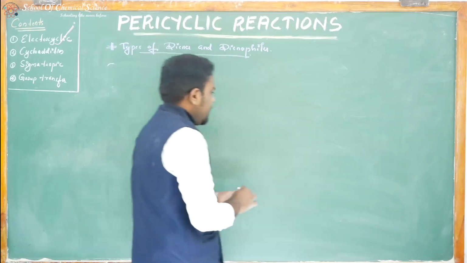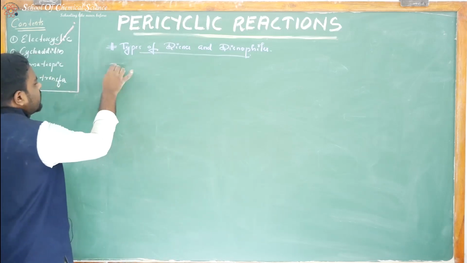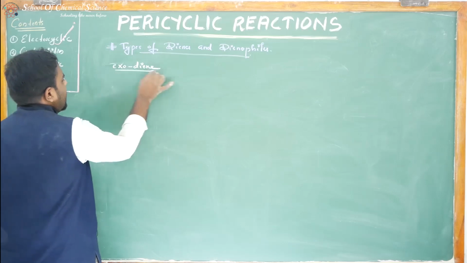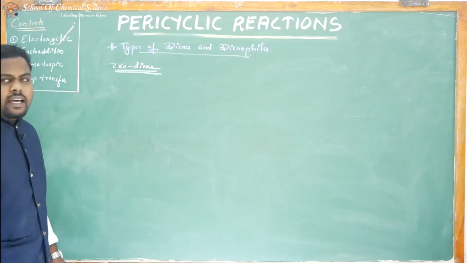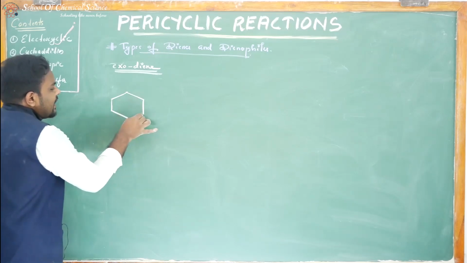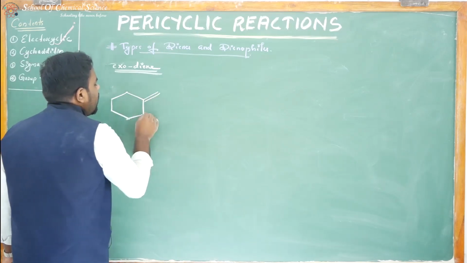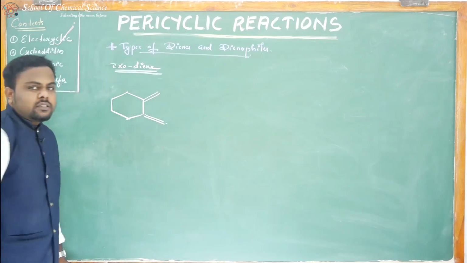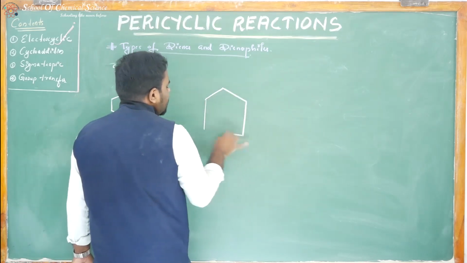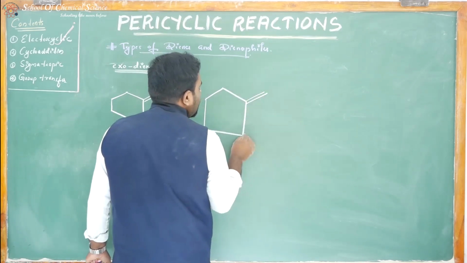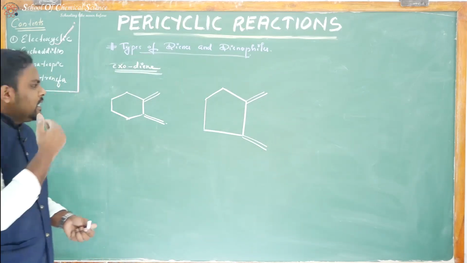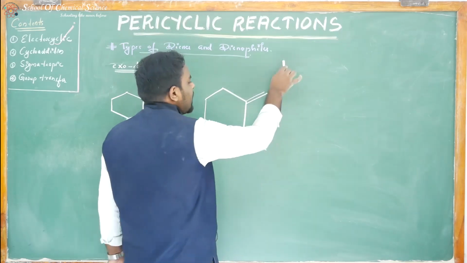Third one, exodiene. Have you heard about an exocyclic double bond? This is an example for an exodiene. Here a double bond, here a double bond. Another example for an exodiene. This is also an example for an exodiene. So acyclic diene, cyclic diene, exodiene.